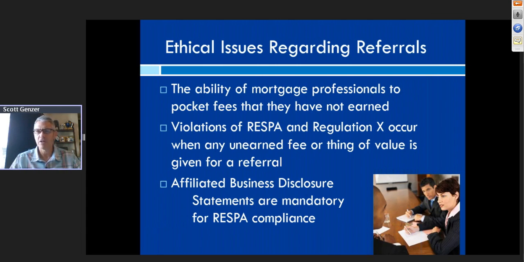Right? Violation of RESPA. Let's talk about what's not a violation of RESPA. That comes up. If we're doing promotional material or we're passing out swag, stuff we all get.